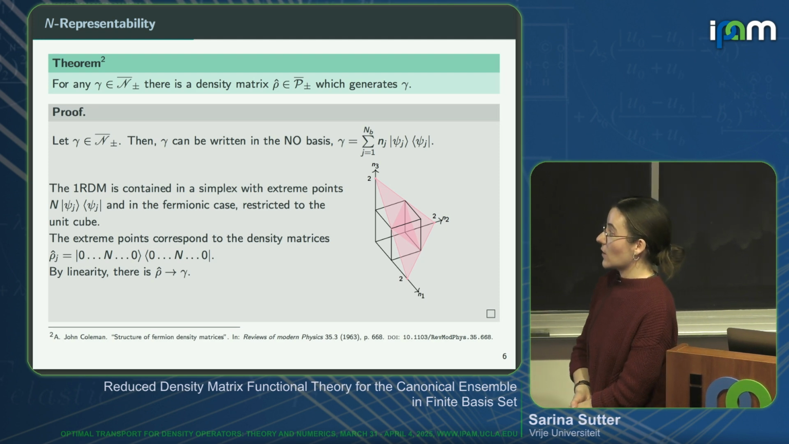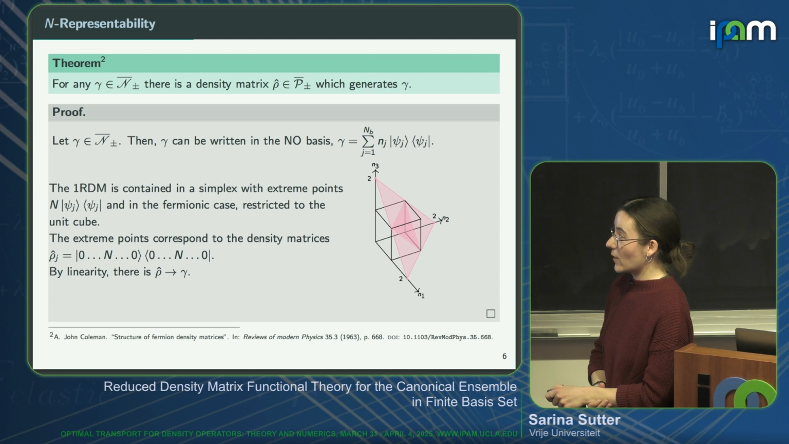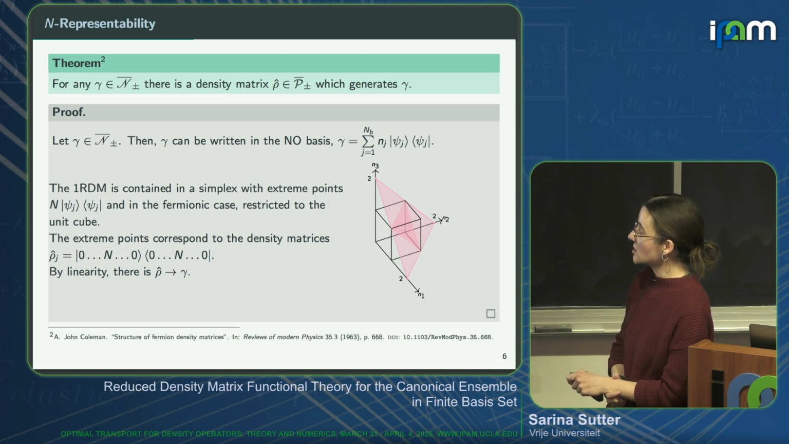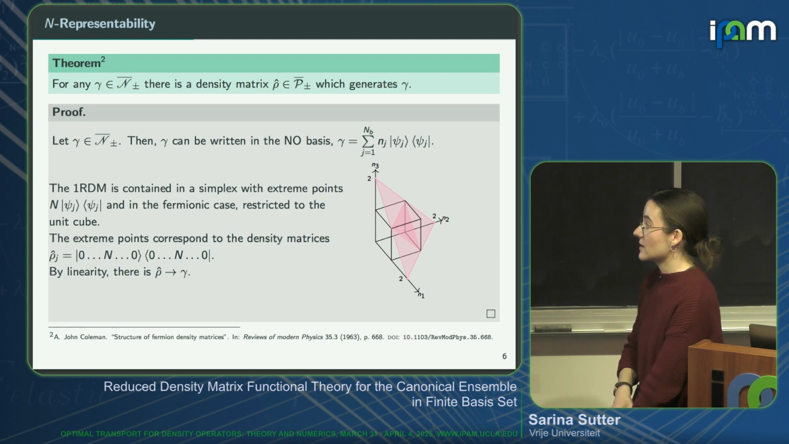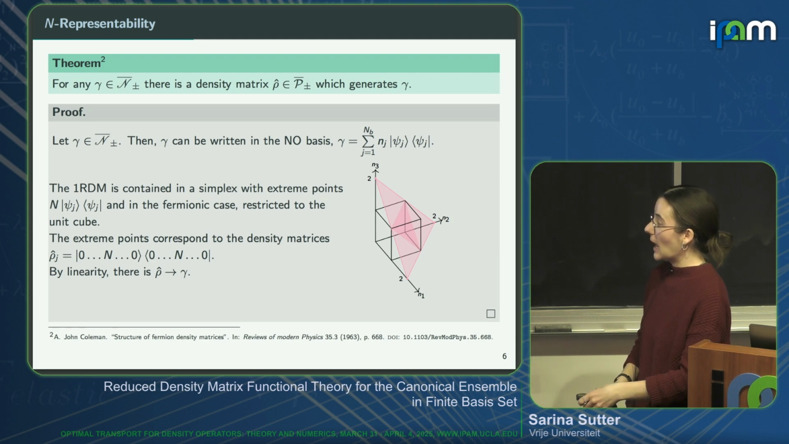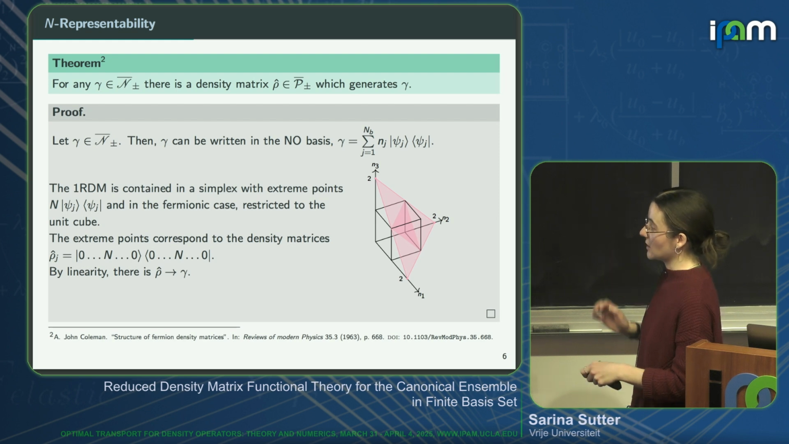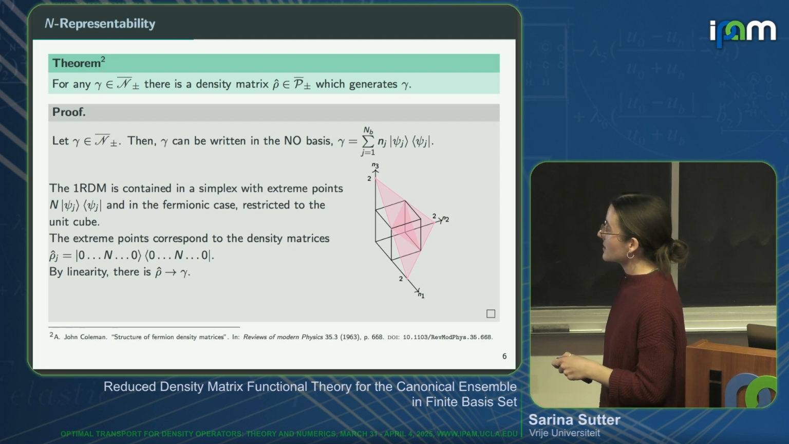And the proof goes as follows. We assume that we have a 1-RDM in the set N. And then we write the 1-RDM in this spectral decomposition. We can now think of the 1-RDM as being contained in the simplex with extreme points N times our natural orbitals. That's for the bosonic case, and for fermions, we require additionally that it is in this unit cube.